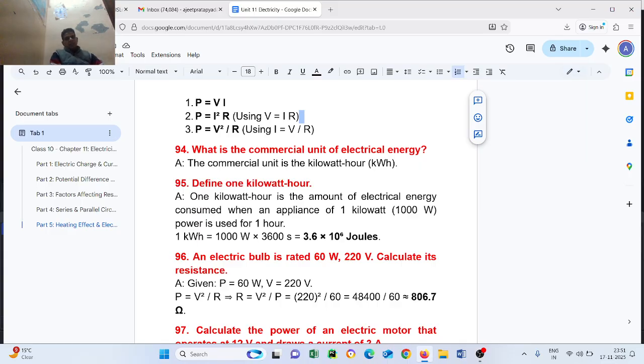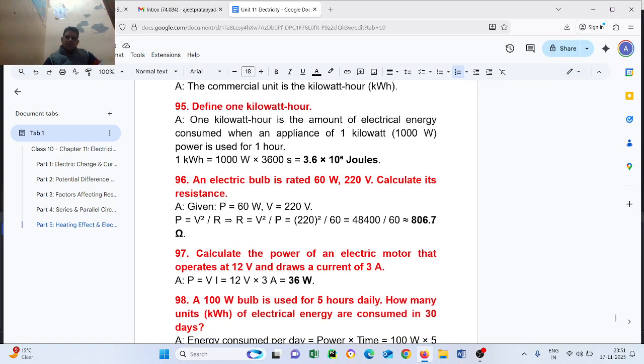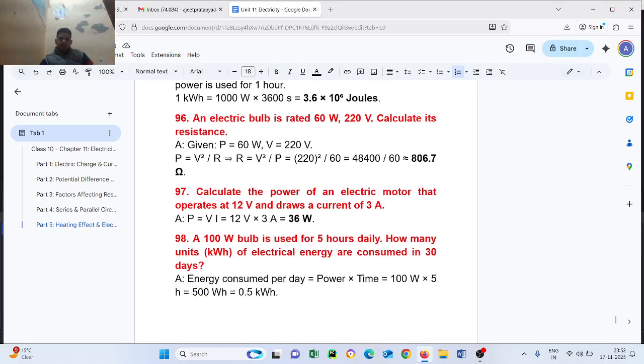1 kilowatt hour equal to 1000 watt multiplied by 3600 second equal to 3.6 multiplied by 10 to the power 6 joule. Question number 96. An electric bulb is rated 60 watt, 220 volt. Calculate its resistance. Given P equal to 60 watt, V equal to 220 volt. P equal to V square upon R, so R equal to V square upon P, 220 volt square upon 60, equal to 806.7 ohm.